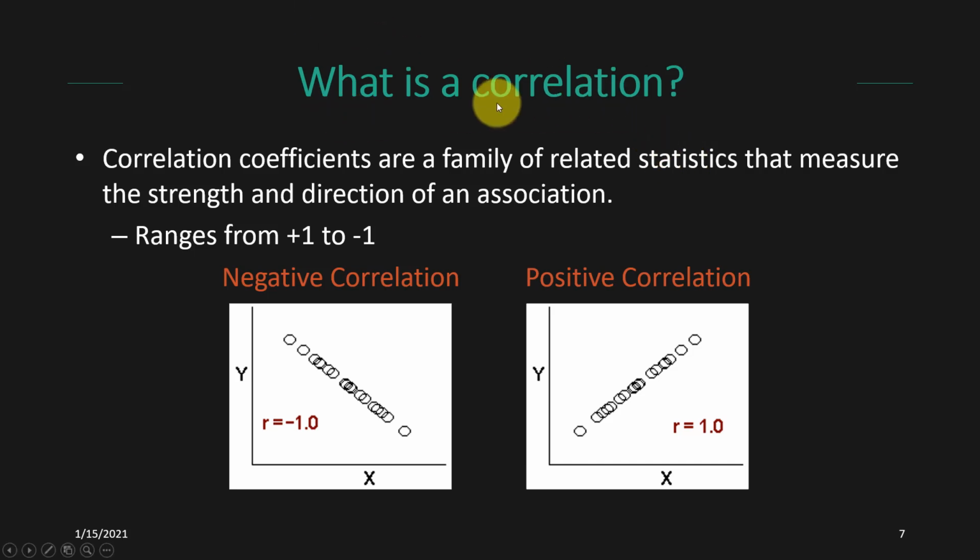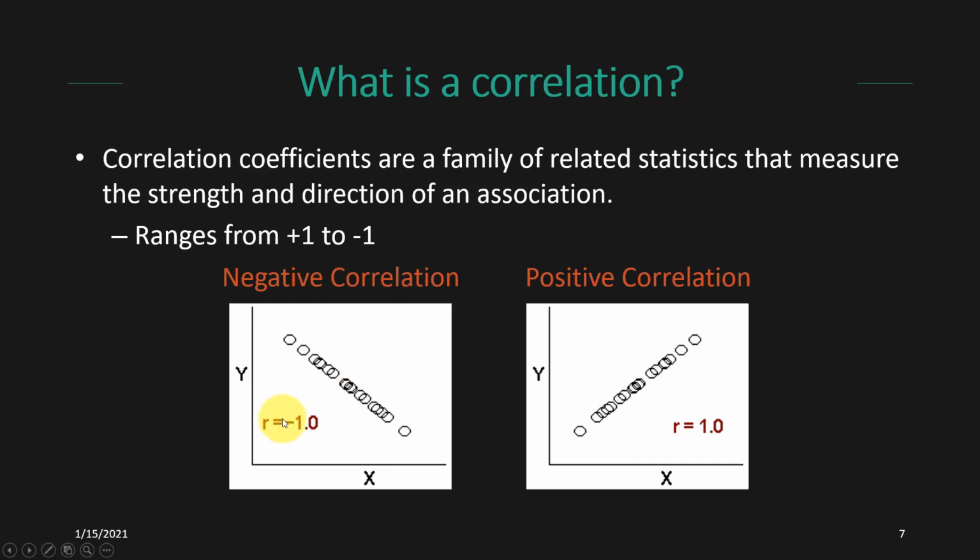So now, what is the correlation then? Association is our kind of common language usage. But what is an actual correlation coefficient? Well, the first thing you need to know is that there is not just one correlation coefficient, there are multiple. Correlation coefficients are a family of related statistics that measure both the strength and direction of an association, and they range from +1 to -1.